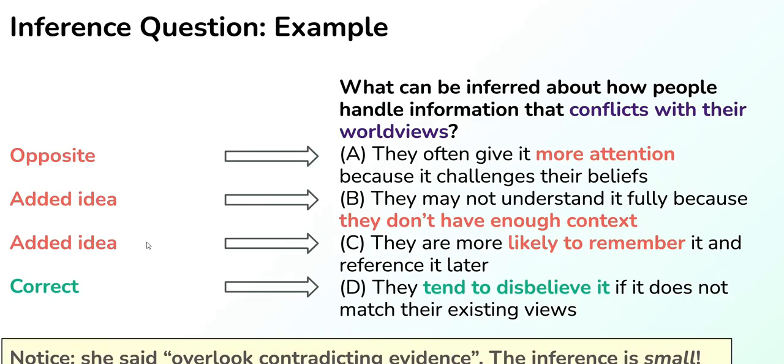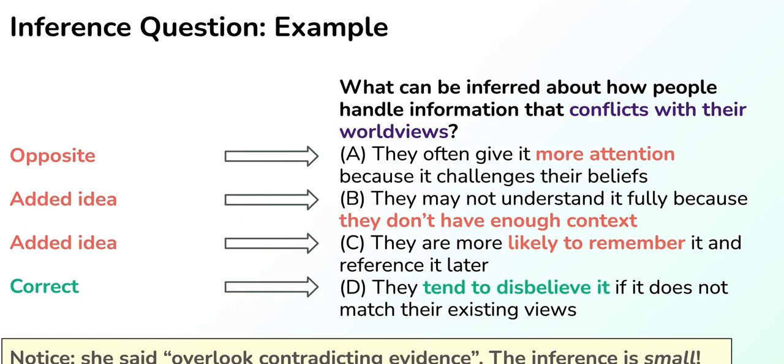Let's look at what makes the wrong answers incorrect. The first is basically the opposite of the truth. The professor said that people overlook conflicting evidence, not that they pay more attention to it. The second and third choices add ideas that just weren't in the recording, whether people understand the conflicting evidence and how much context they have isn't discussed. Similarly, the professor doesn't say anything about how well we remember anything, just what we pay attention to and what we believe is true. The final answer choice is our correct one.